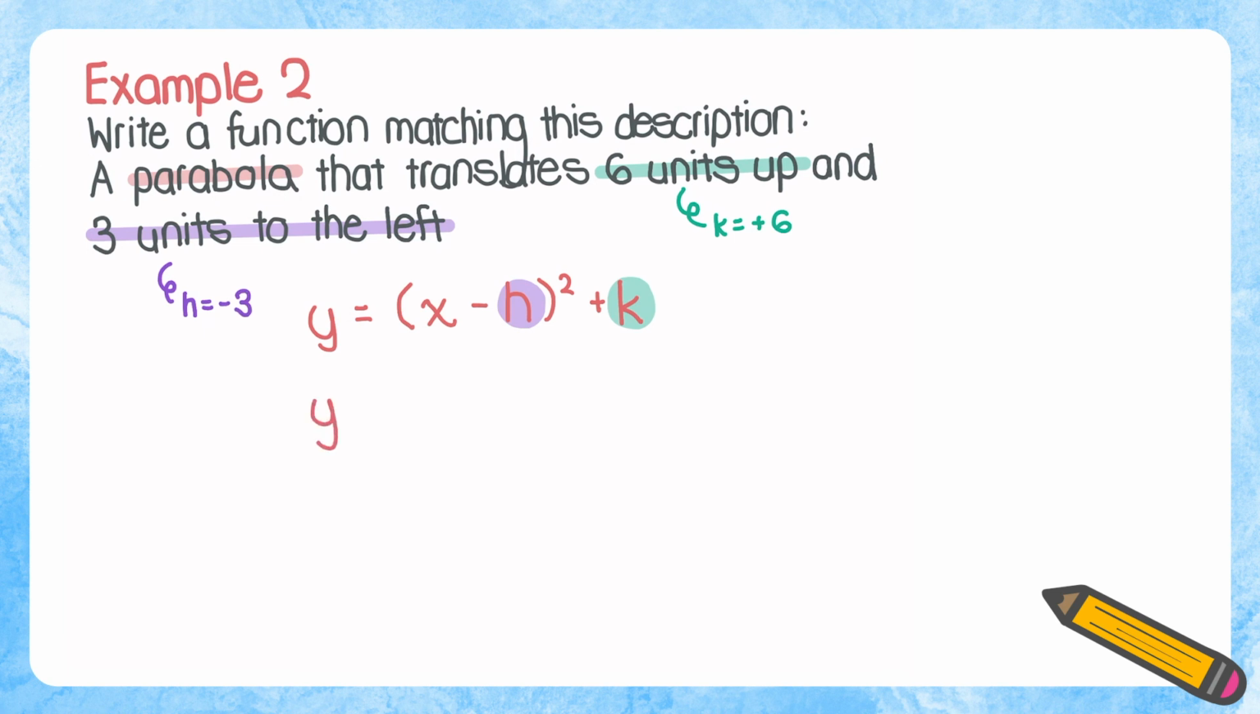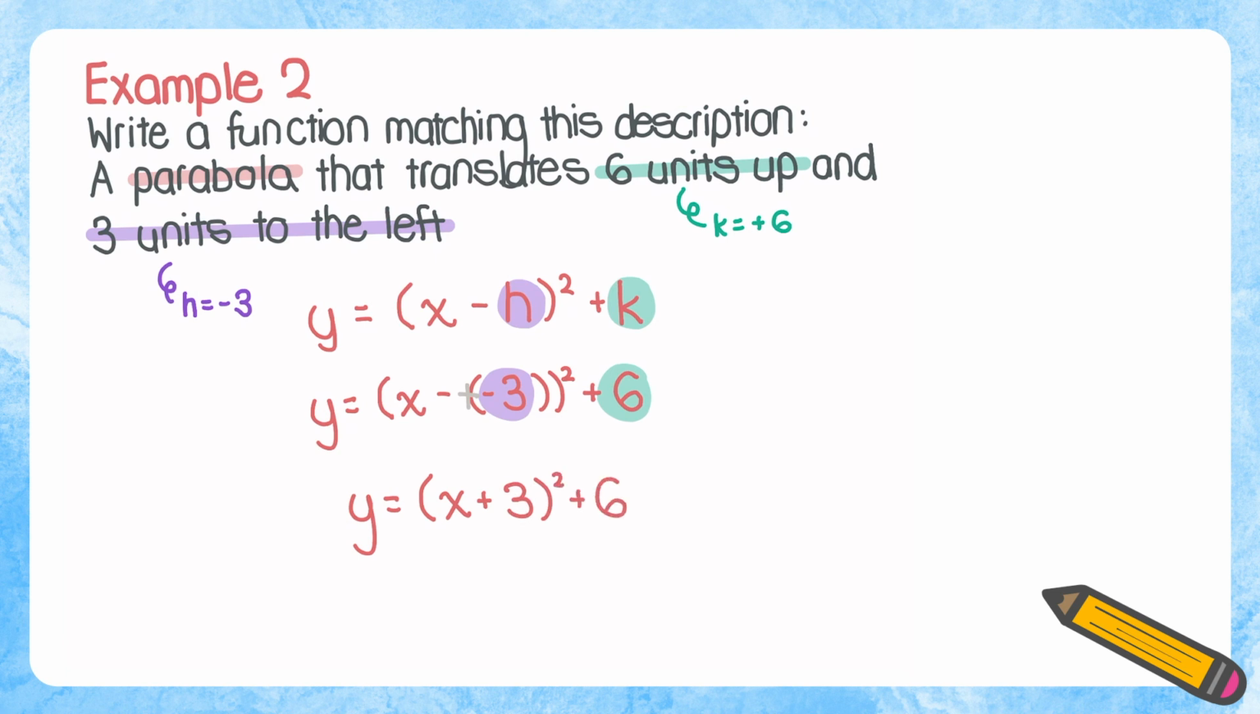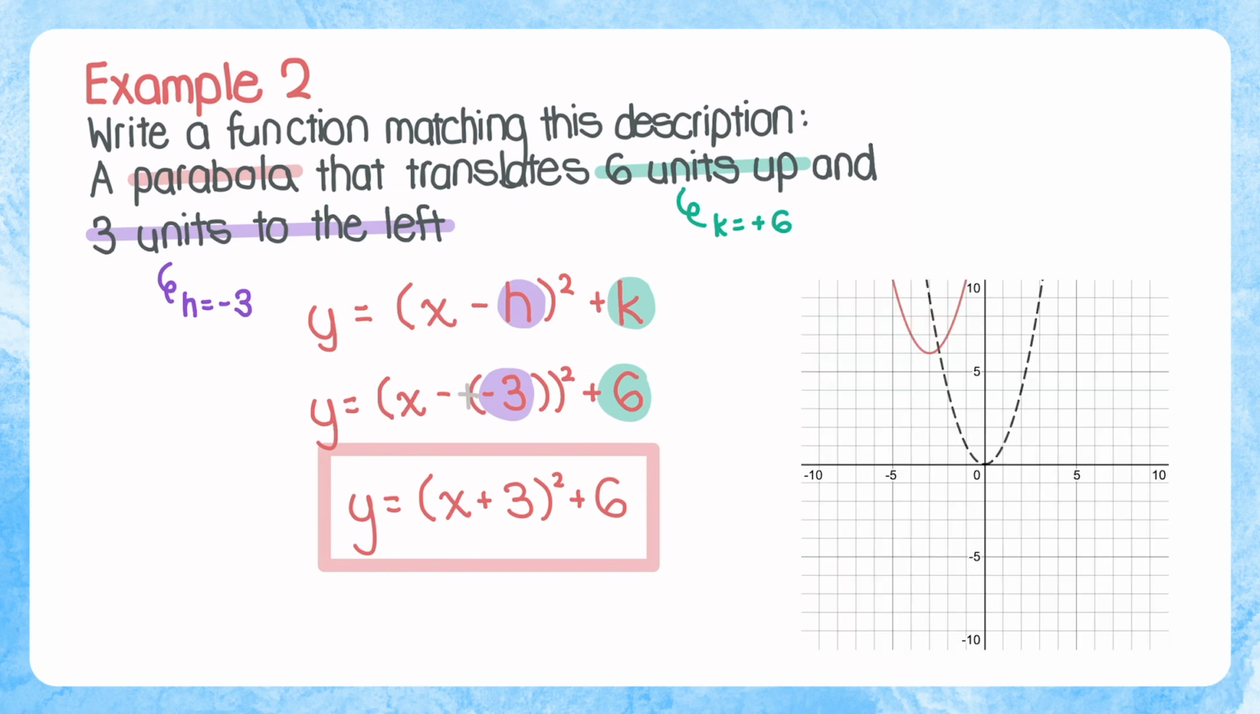Let's replace h and k with these values. So I have y equals (x minus negative 3) squared plus 6. So again, I replaced the h and k values. Notice a double negative becomes a positive, so I'm going to rewrite this. y equals (x plus 3) squared plus 6. And again, you can check on Desmos. Notice that this parabola was translated 6 units up and 3 units to the left.